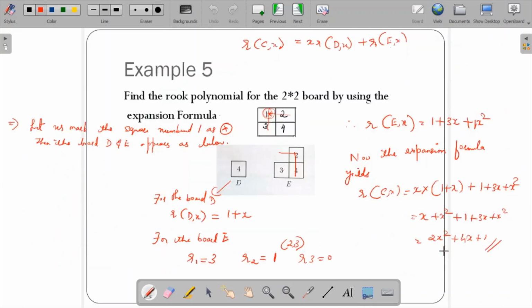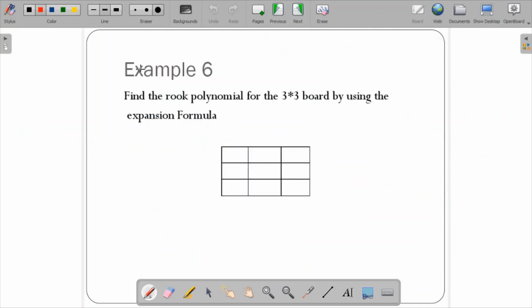Similarly, even here we got it as 1 plus 4x plus 2x square. So this is regarding the example 5. Similarly, for the example 6, find the Rook polynomial for 3 cross 3 board by using the expansion formula. So for the 3 cross 3 board, we are going to find it using the expansion formula.